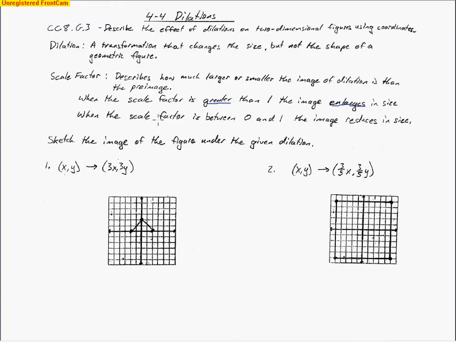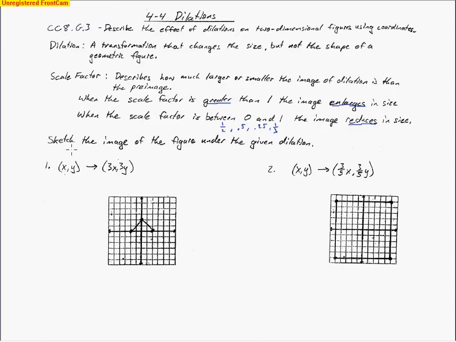Now if we have a scale factor that's between 0 and 1, so numbers like 1/2 or 0.5, or 0.25 or 1/3, these are numbers that are going to give us images that are smaller, so it's going to reduce the size. Whenever you take a number that is a fraction, like half or a third, or the decimal equivalent, like 0.25 or 0.3 repeating or 0.5, you end up getting a smaller number, and that's what we get when we multiply. And that's what we're going to end up doing here.